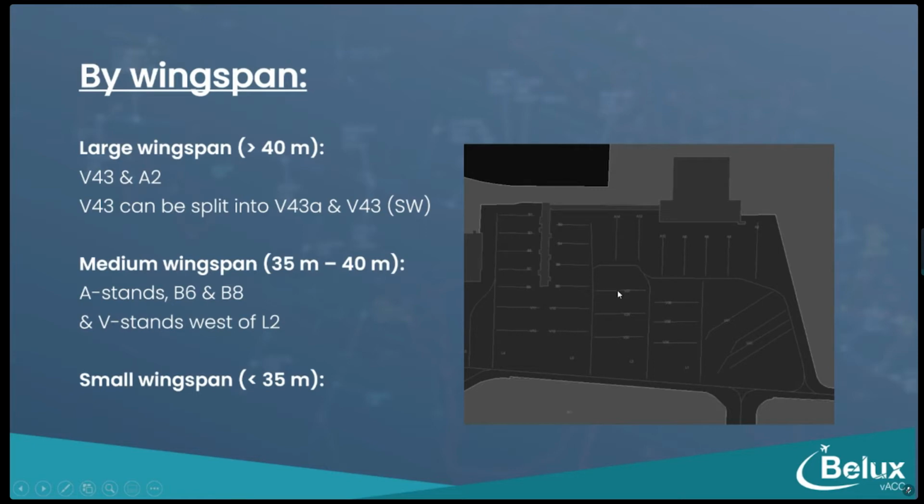Then you also have traffic with a small wingspan, so think of your CRJs, your Dash 8s, and the other smaller aircraft. All the remaining stands are for those. Most notably, those are the Bravo stands, the majority of them, and these little three are also for small wingspan, as are Victor 4.1 and the Victor 4.3 Alpha and Victor 4.3 Bravos.